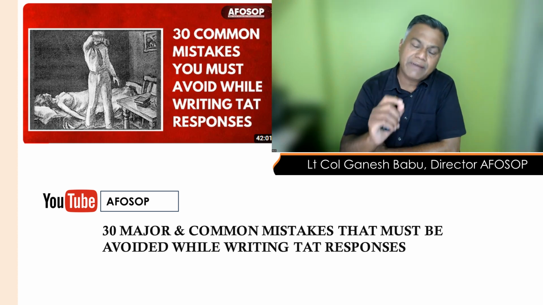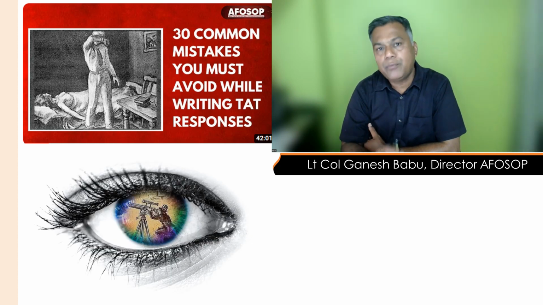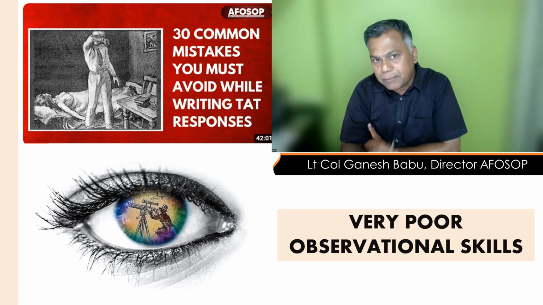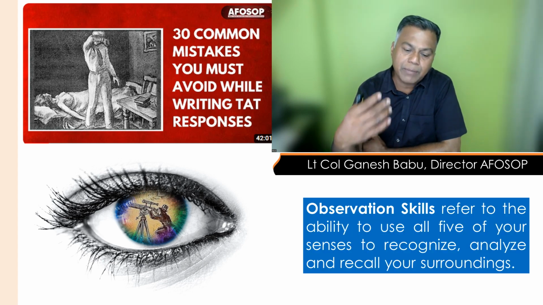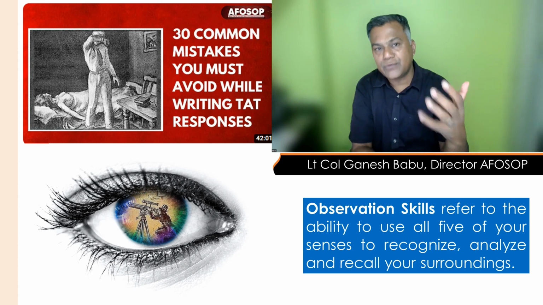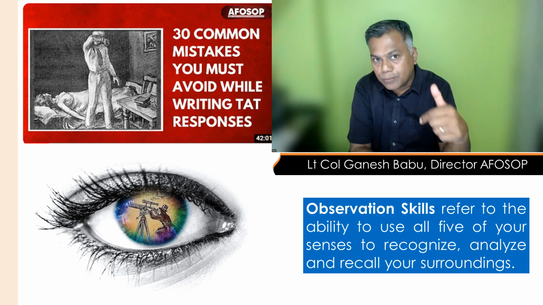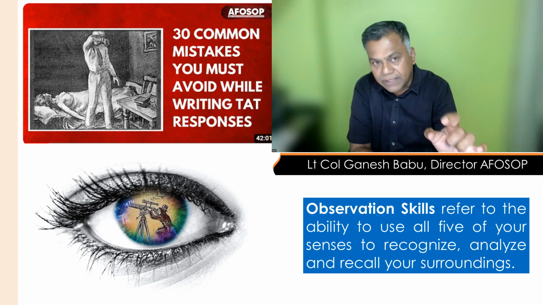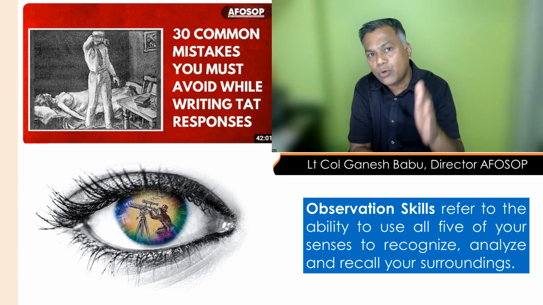Now, one of the very common mistakes that is observed is very poor observational skills by the candidate. What does it mean? Observational skill refers to the ability to use your five sense perceptions to recognize, analyze, and recall your surroundings. In case of TAT, the sense perception that you use is your eyes, and you have to observe the picture in the given 30 seconds. But there is a serious problem in the way you observe.